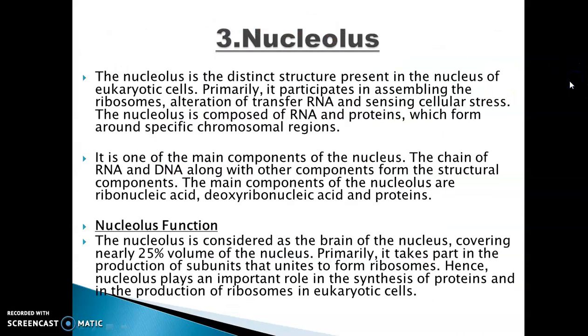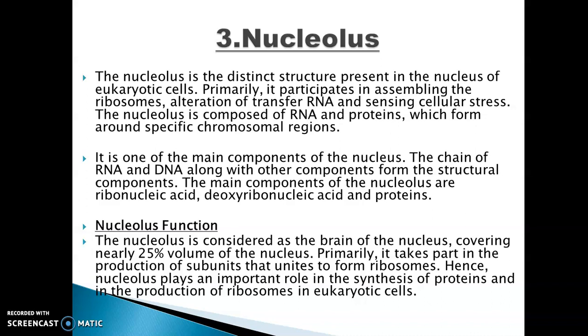So we have the nucleolus. The nucleolus is a distinct structure present in the nucleus of eukaryotic cells. Primarily, it participates in assembling the ribosome, alteration of transfer RNA, and sensing cellular stress. The nucleolus is composed of RNA and proteins, which form around specific chromosomal regions. It is one of the main components of the nucleus. The chains of RNA and DNA, along with other components, form the structural components. The main components of the nucleolus are RNA, DNA, and also proteins.